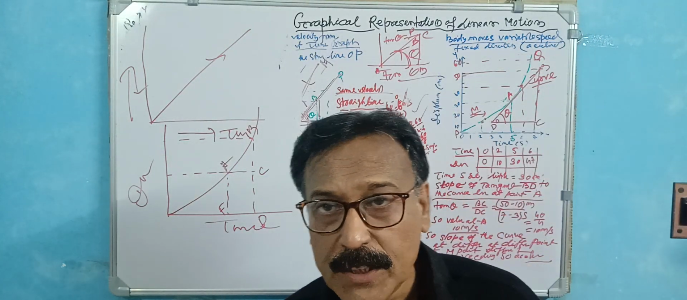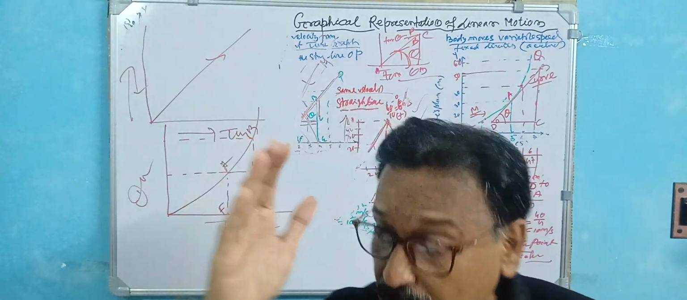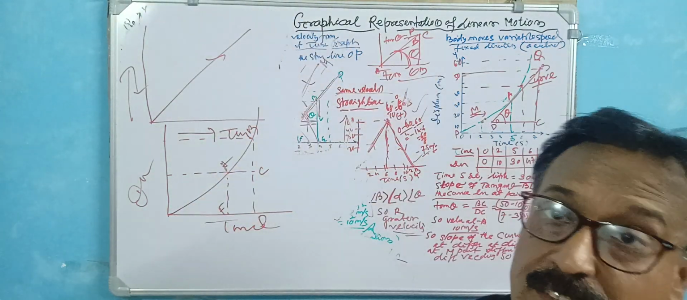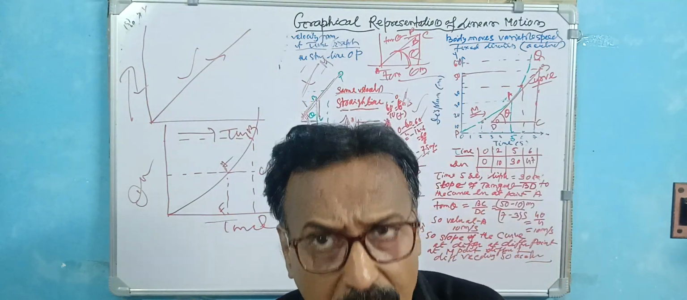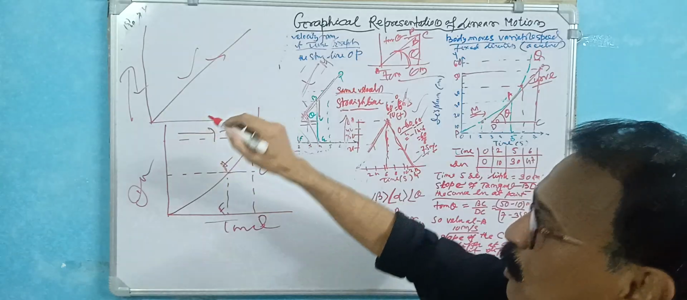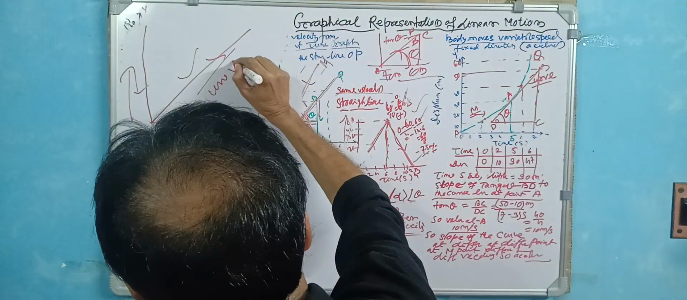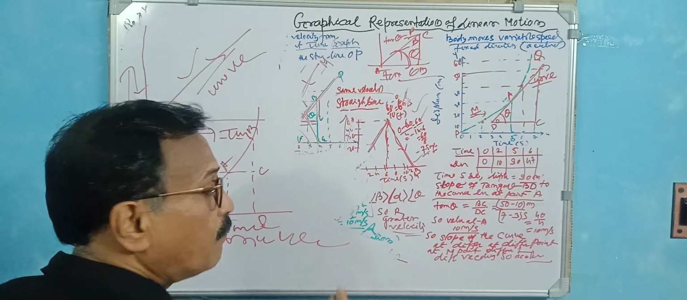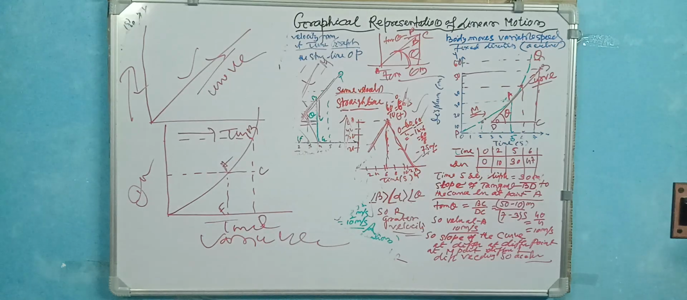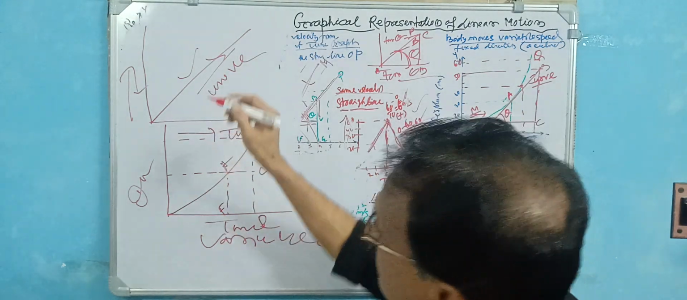So in the case of acceleration, when the body is in an accelerating condition, the graph is actually a curve, not a straight line. A straight line means fixed velocity, that means uniform velocity. Here this indicates uniform velocity. Here is variable velocity. When there is variable velocity, that means there is an acceleration. At each and every instant, the velocity is changed.